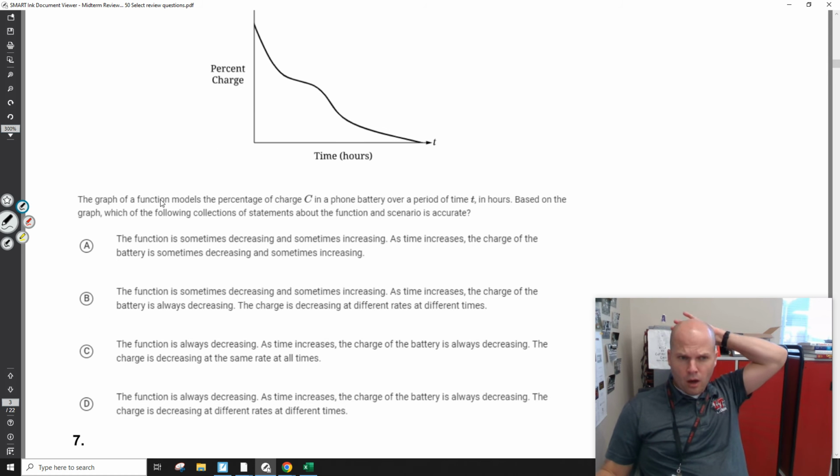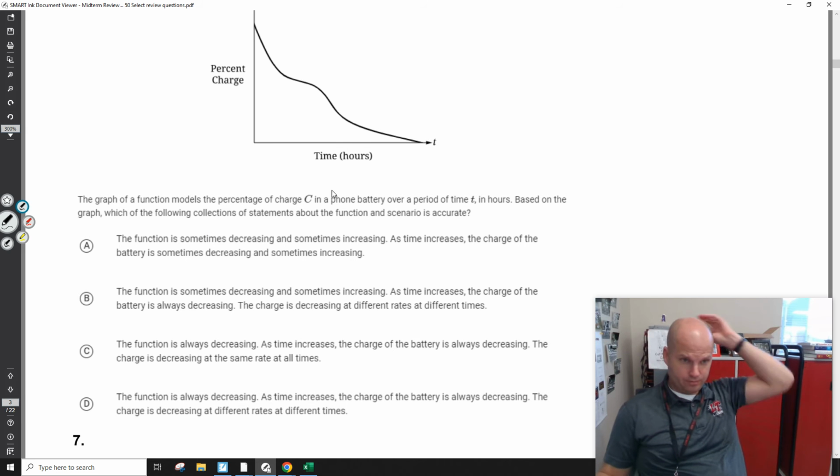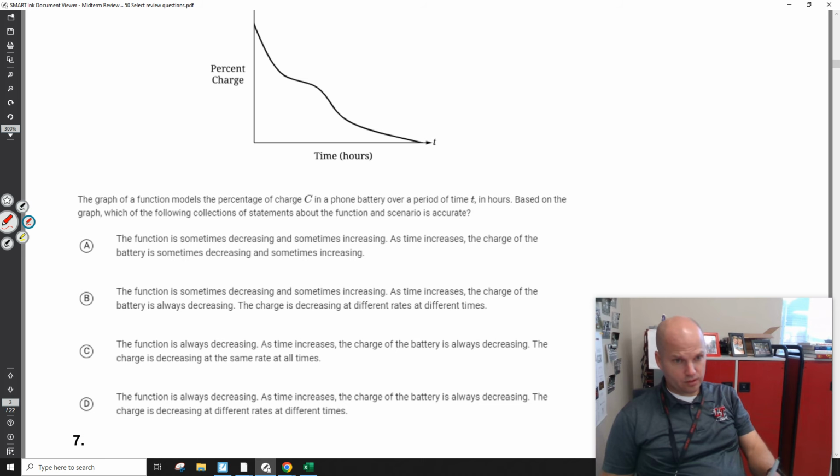Unit 1. A graph of a function models the percentage of charge in a phone battery. Based on the graph, which of the following conditions and statements about the function is accurate? C is decreasing consistently. C is always decreasing. As time increases, the charge of the battery is always decreasing. Yes. The charge is decreasing at different rates. Concave up means it's decreasing at an increasing rate. This is decreasing at a decreasing rate. This is decreasing at an increasing rate. So the charge is decreasing at different rates.